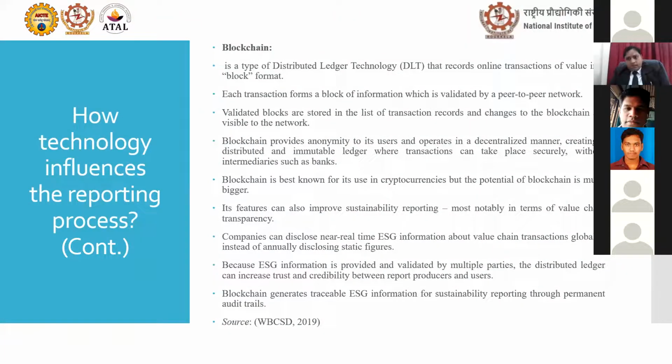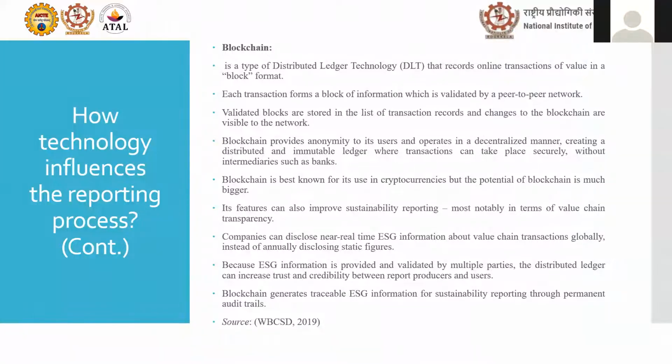Then blockchain is another revolution. Blockchain is basically a digital distributed ledger technology, in a DLT format, that records transactions in a block format. So what happens? Each transaction forms a block of information which is validated by a peer-to-peer network. And when these blocks get validated, they are stored in the list of transaction records, and the changes in the blockchain are visible to networks.